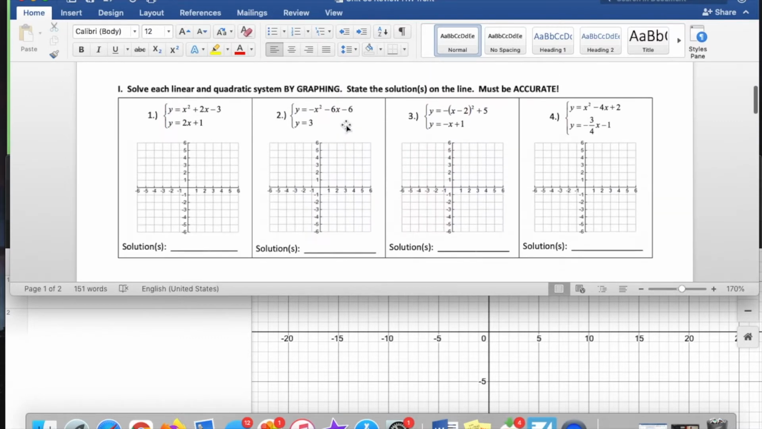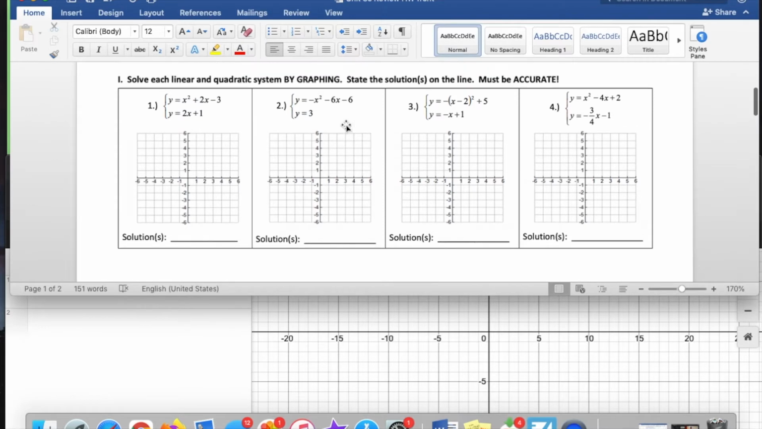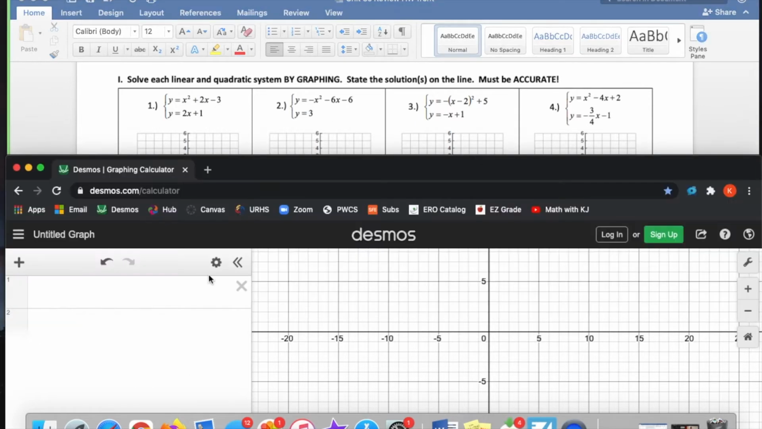Just going over what a system is real quick. A system is a problem that contains two or more equations that share a common solution, or in this case, could share common solutions, or they might not have any common solutions. So we're just going to talk about what we see on the graph and then how we find the solutions to these. I'm just going to type in number 1.